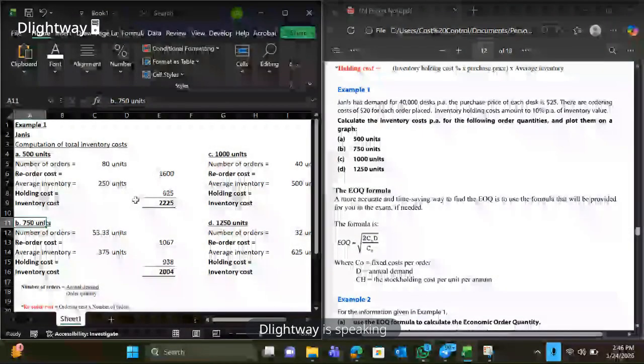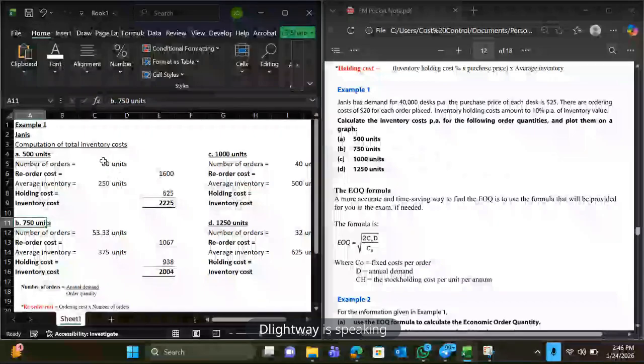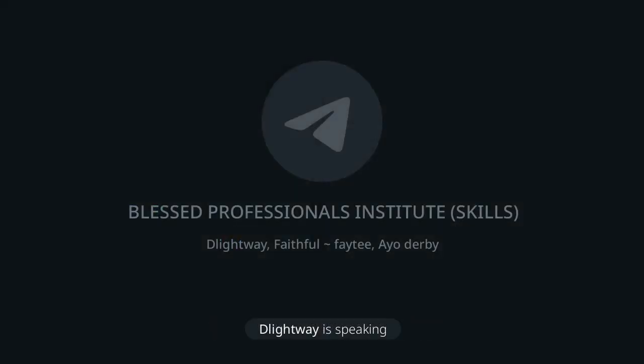units. Now there was something I wanted to explain before. The more the order, like I said, the higher the inventory cost. Take note. The more the order, the higher the inventory costs.